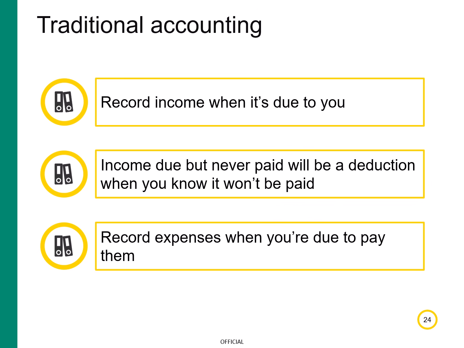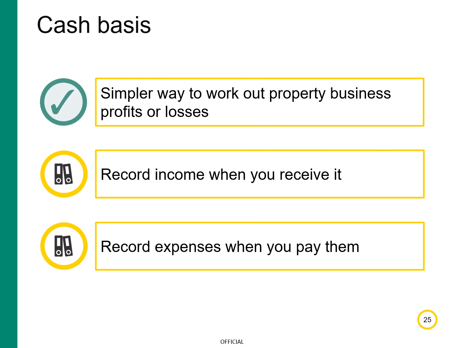Similarly, record your expenses and deductions when you're due to pay them, even if you don't pay them when they're due. Cash basis is a simpler way of working out your profits and losses for property businesses with straightforward tax affairs. Record your income when you receive it and your expenses and deductions when you pay them.